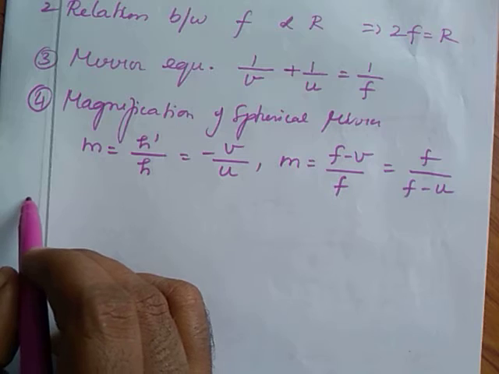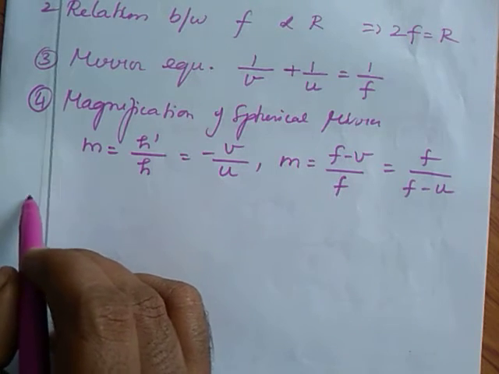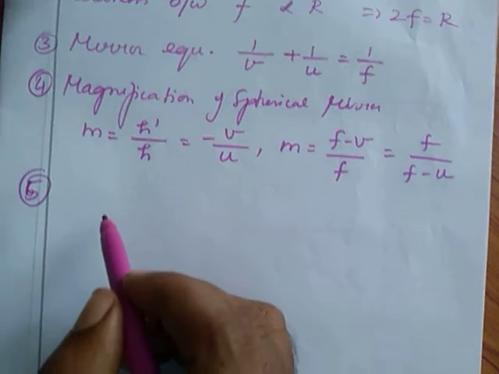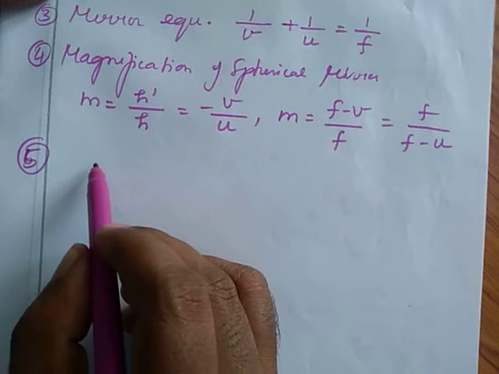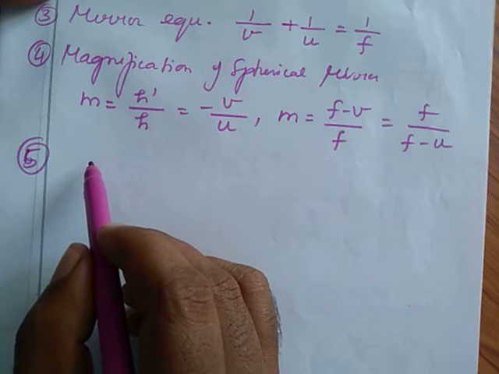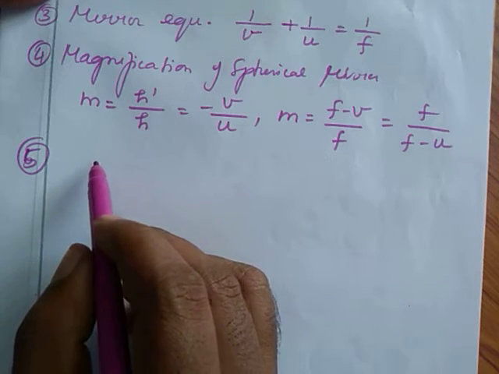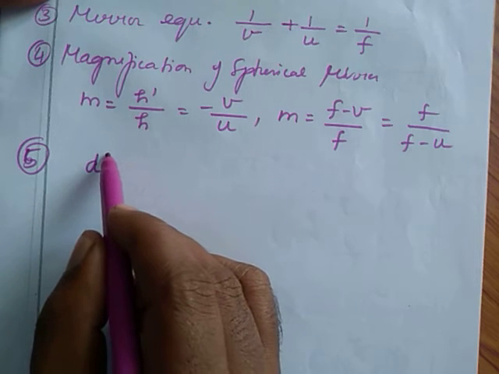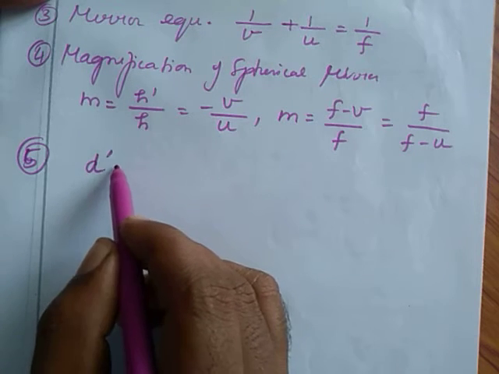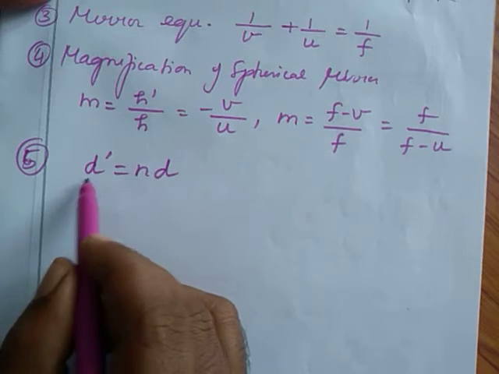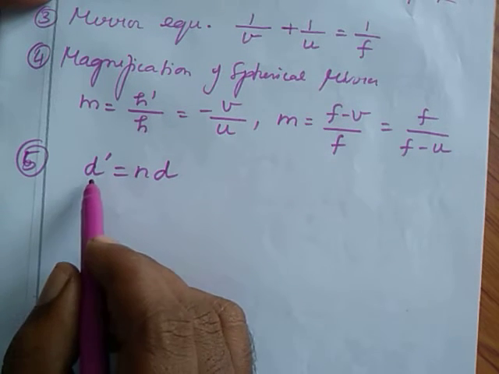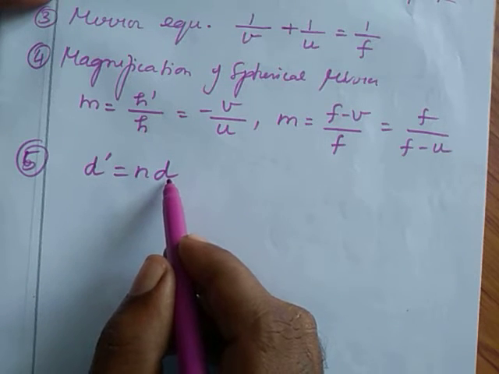Then one more thing we have to know, that is optical path. Optical path: the light travels in a vacuum, at the same time it travels a distance d in the medium. d dash is equal to nd. Here d dash is the distance light travels in vacuum and d is the distance light travels in a medium.